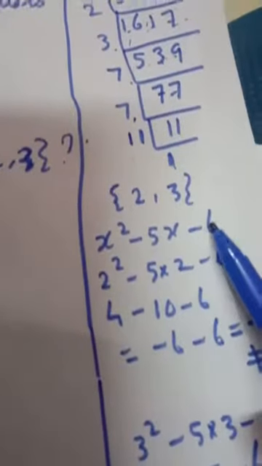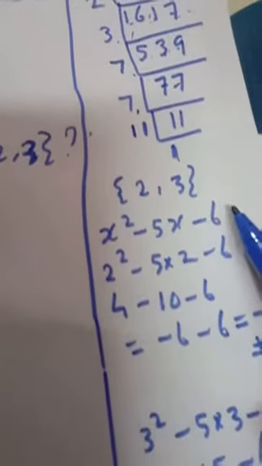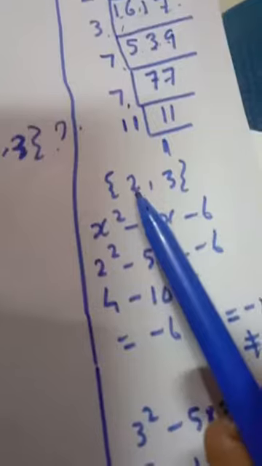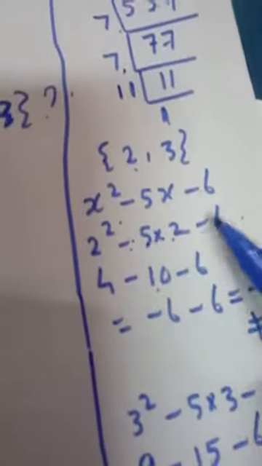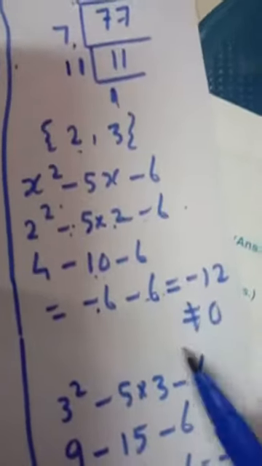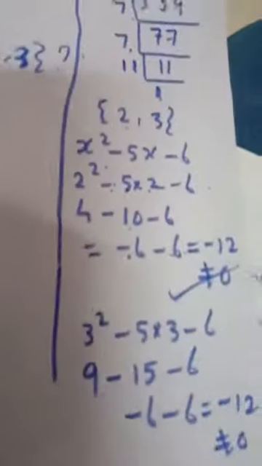Our equation is x square minus 5x minus 6. Check whether it is 0 or not. So first give the value 2 for x. So 2 square minus 5 into 2 minus 6. 2 square is 4, minus 5 2s are 10, minus 6. 4 minus 10 is minus 6. Minus 6 minus 6 is minus 12. It is not equal to 0.